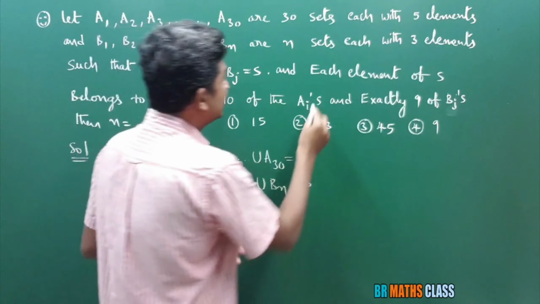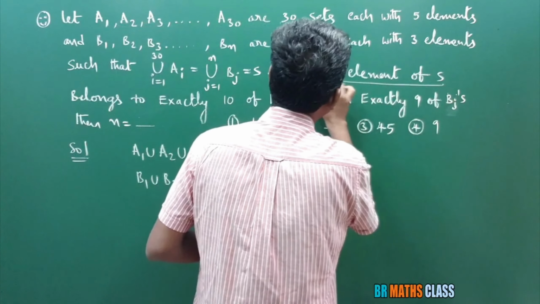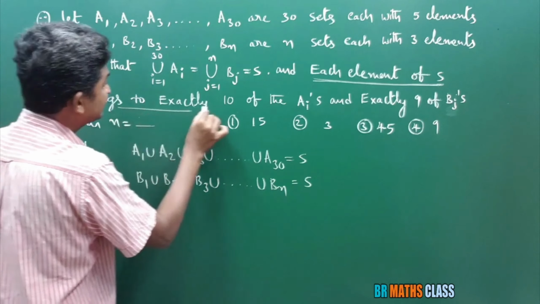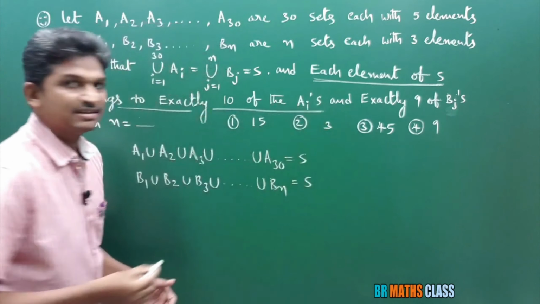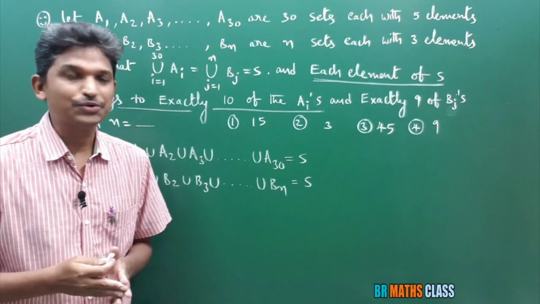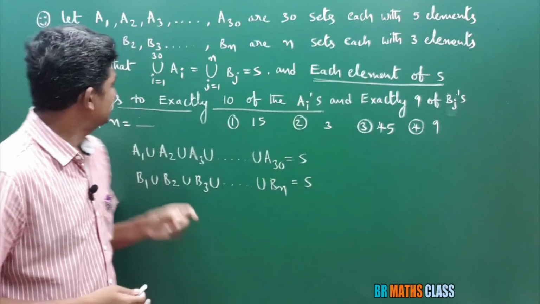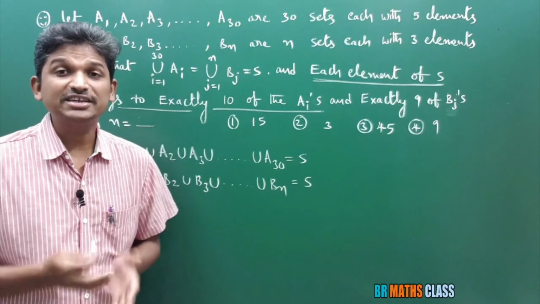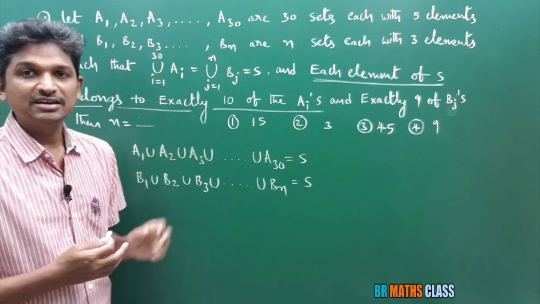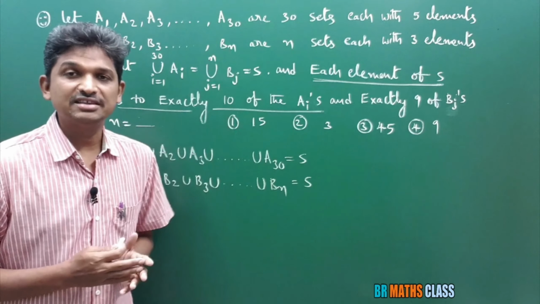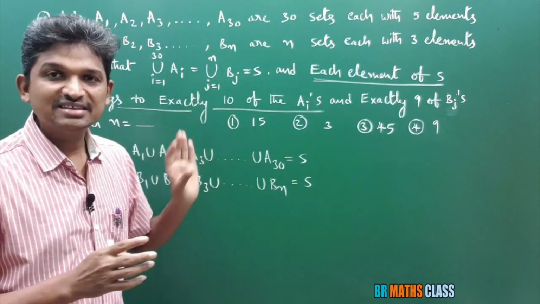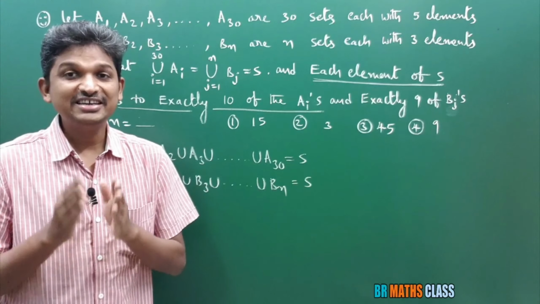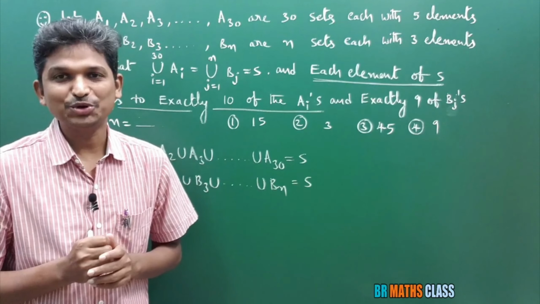You observe this one. Each element of S belongs to exactly 10 of the Ai's. This is the important thing. Here many students confuse. Each element of S belongs to exactly 10 of the Ai's. What does it mean? Actually, here 30 sets are there. Each set consists of 5 elements. To understand this, I'll take a small example. I'll take 3 sets. Each set is having 2 elements only.